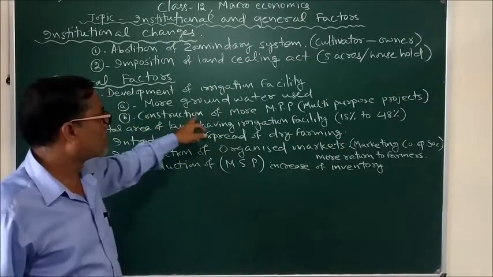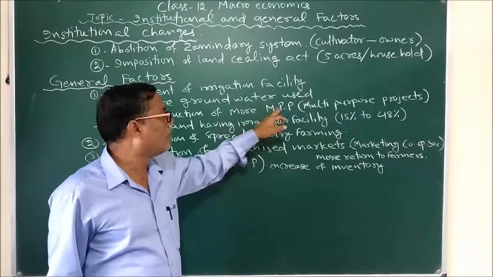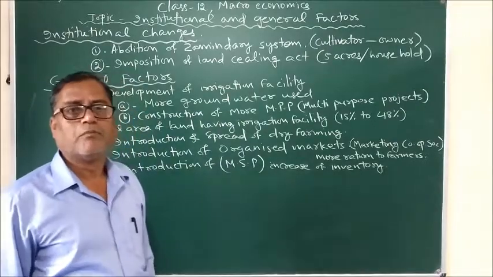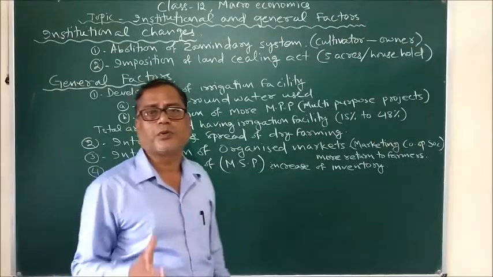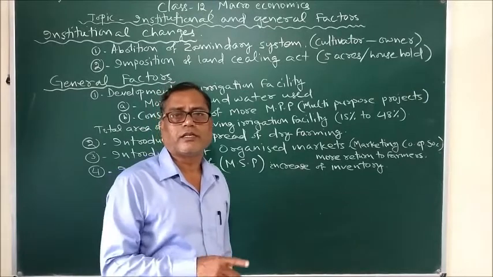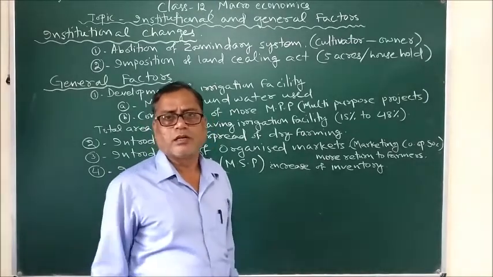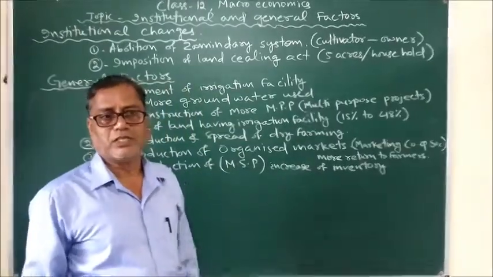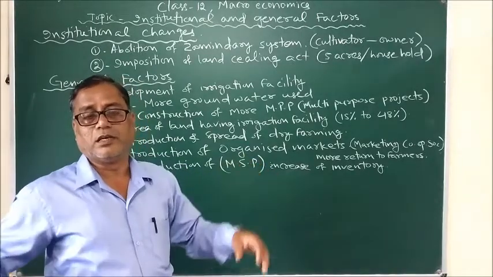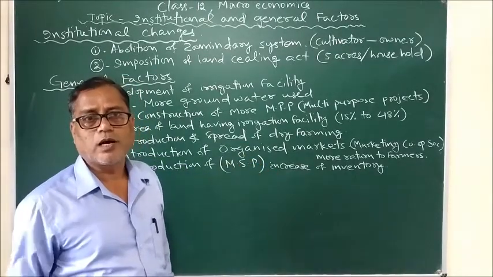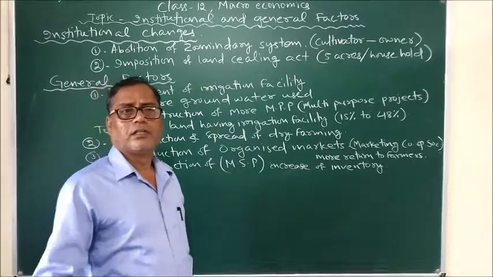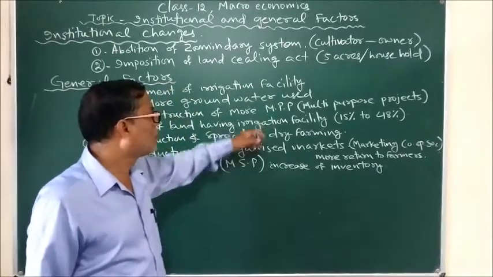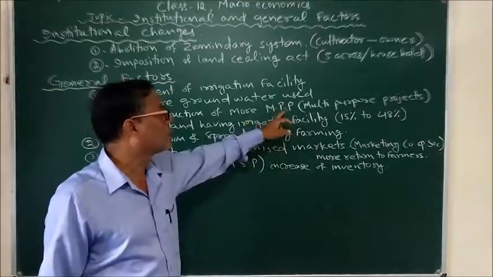Then the next point is construction of more MPP, where MPP stands for multi-purpose projects. So what are these multi-purpose projects? Multi-purpose projects are such projects where with one project we yield more than one work. Say, for example, a hydroelectric project means constructing a dam across a river and blocking the water and using it for the generation of electricity as well as for irrigation facility. So such projects are called MPP or multi-purpose projects.